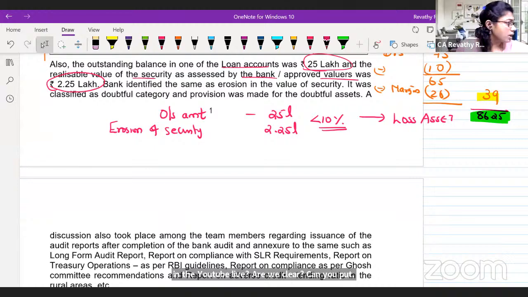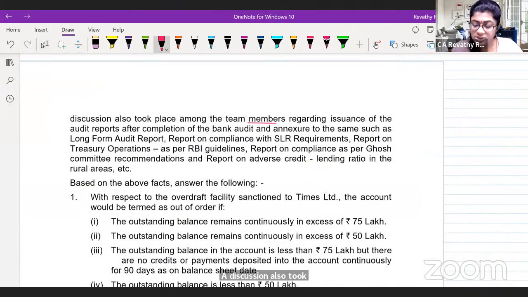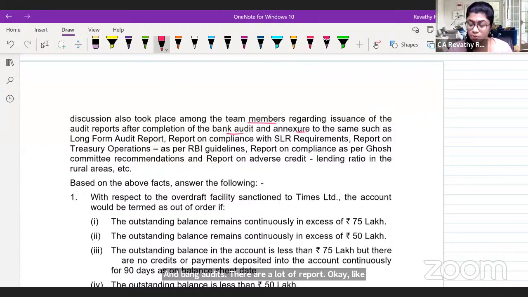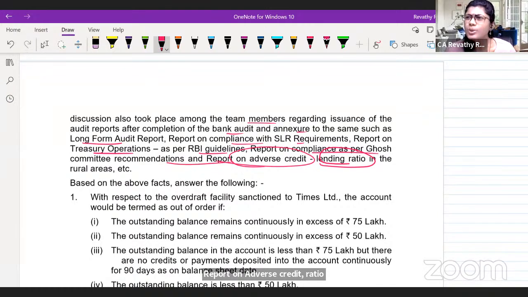Okay. Now, a discussion also took place among the team members regarding the issuance of audit reports after completion of bank audit. In bank audit, there are a lot of reports, like LFAR, CRR, SLR report, all those. Long form audit report, compliance with SLR, treasury operation, compliance with Ghosh committee recommendation, report on adverse credit lending ratio. Is there a report like this, guys? Have you heard? LFAR, we have heard. SLR, CRR, we have heard. Report on treasury operation, yes. Compliance report, yes. Compliance on recommendations, okay. Have you heard like this? Lending ratio the bank has to see. So such a report we don't give usually.